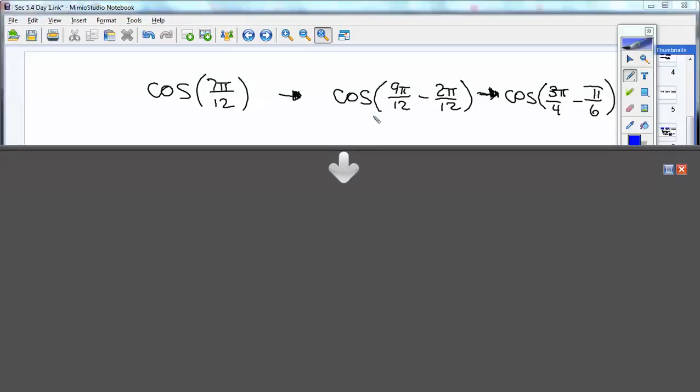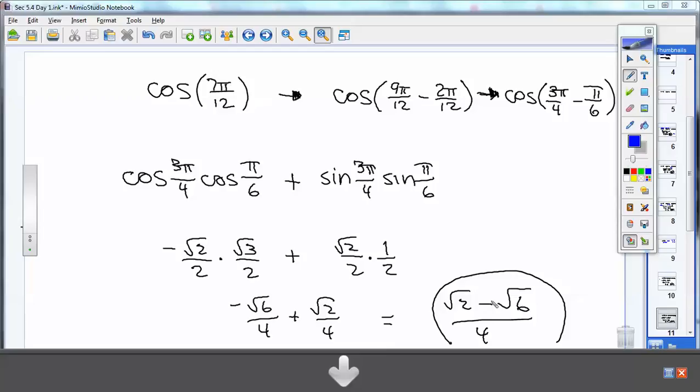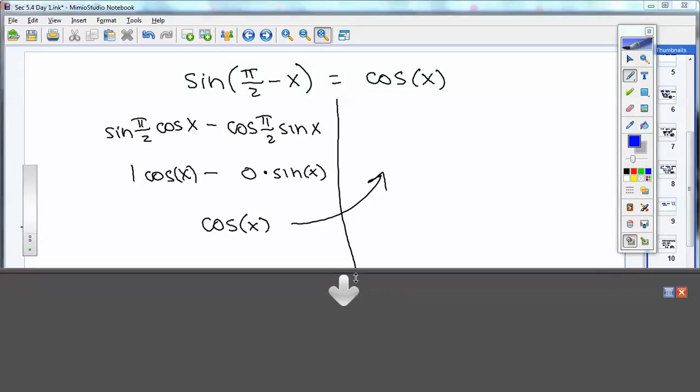So, I just reworked it, except I did a subtraction. I did 9 pi 12ths take away 2 pi 12ths, which is 3 pi fourths and pi 6, and did it as a minus. And you can see we came out with the same thing. It was negative root 6 plus root 2, which is the same as root 2 take away root 6, but it came out exactly the same. Okay? All right. So, here would be where you could use this in an identity.